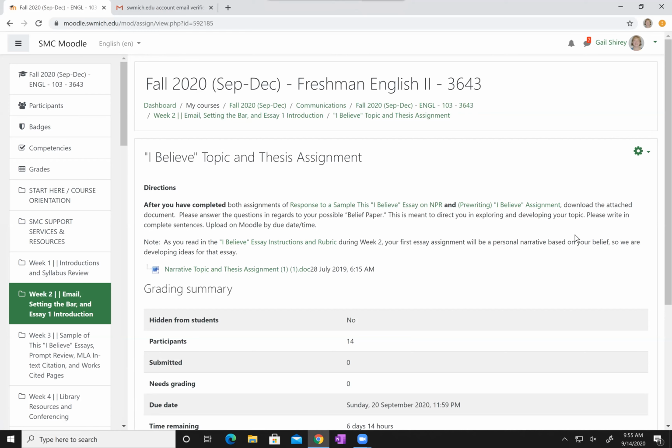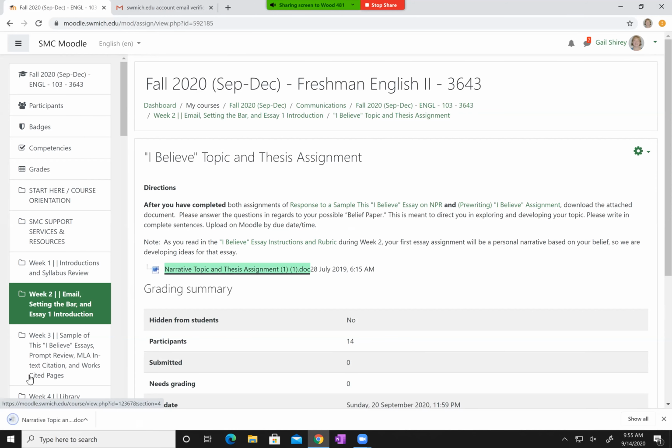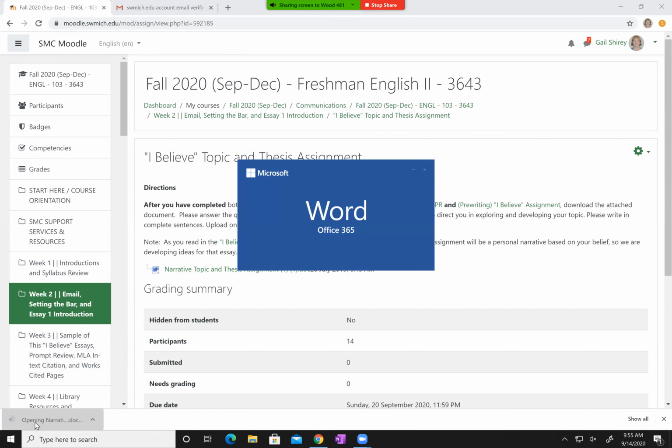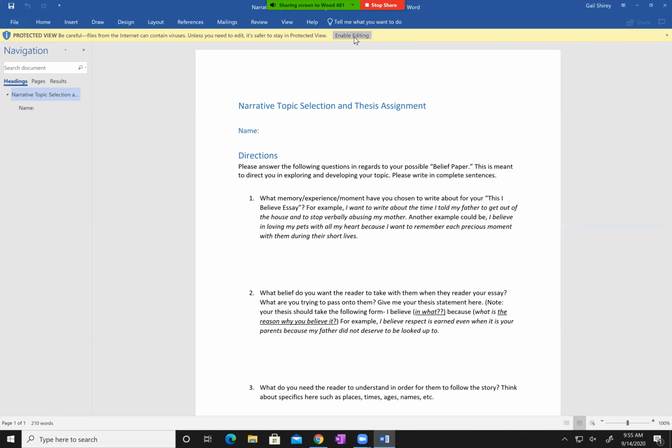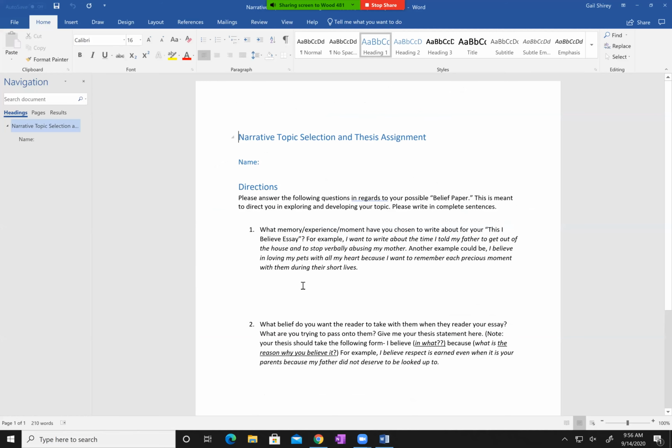So essentially, I tell you, download the attached document, answer the questions in regards to your possible belief paper, and I tell you why we're doing this. It's meant to help and develop your topic. So again, here is the item. The directions are embedded in the document. You open the document, and you're going to use this document to simply type out your answers and then resubmit. So you'll notice I did enable editing. And then this first one, answer the following question in regards to possible belief paper. This is meant to direct you in exploring and developing your topic. Write in complete sentences. Okay?